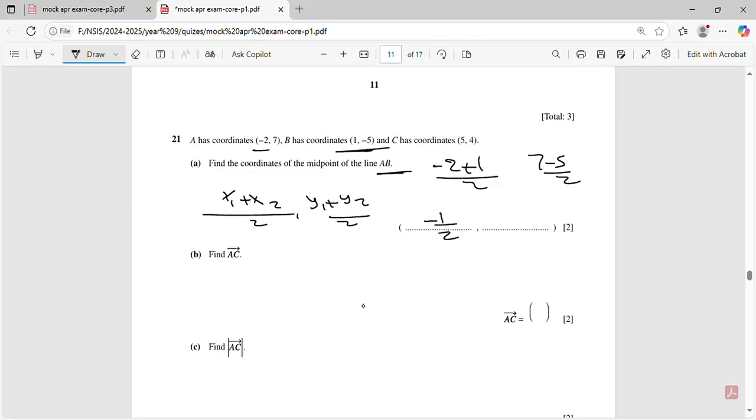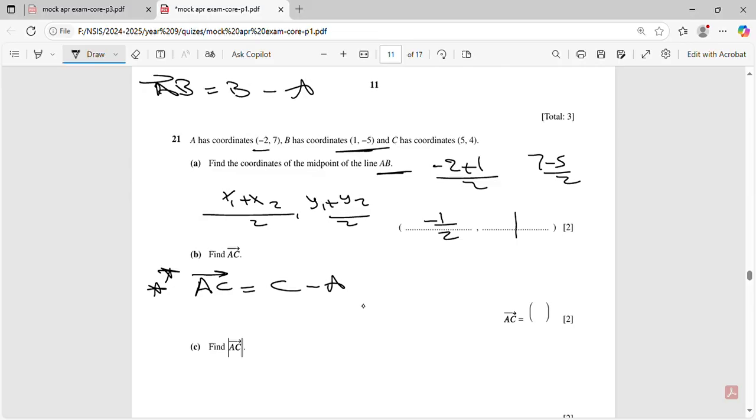Yes, negative half and 1. This is 7 minus 5, 2, 2 divided by itself equals 1. Now he asked me here for vector AC. As long as we know vectors, since he said A to C, I have to subtract A from C. This is a very important rule about vectors. Please remember, if I say vector AB, you have to say B minus A. Remember this information, it's too important.